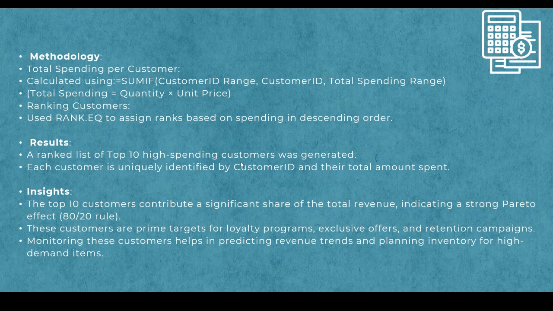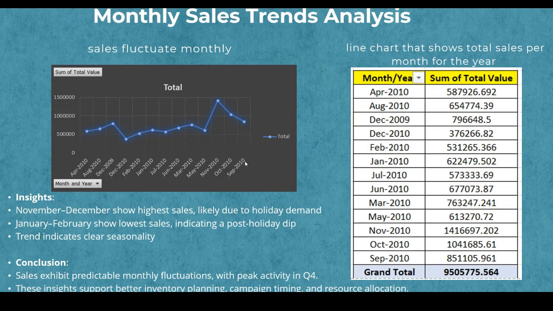Now the next slide is monthly sales trend analysis. What was the monthly sales trend for the total value? Regarding that, I have created a chart as well, a line chart, using a pivot table. For the month and year, the month and year column was not available, so I calculated it additionally. I'll show you in the Excel sheet.